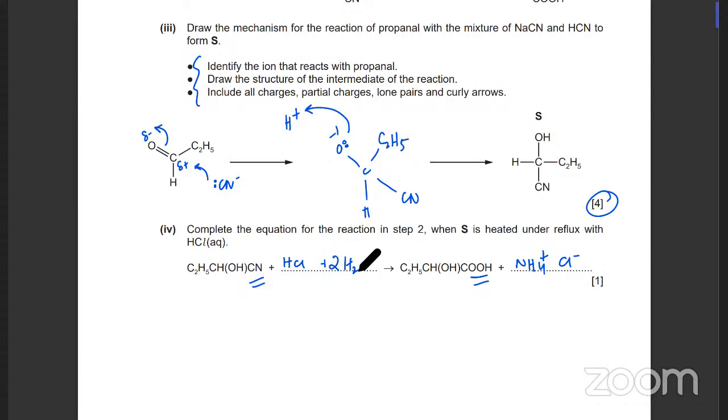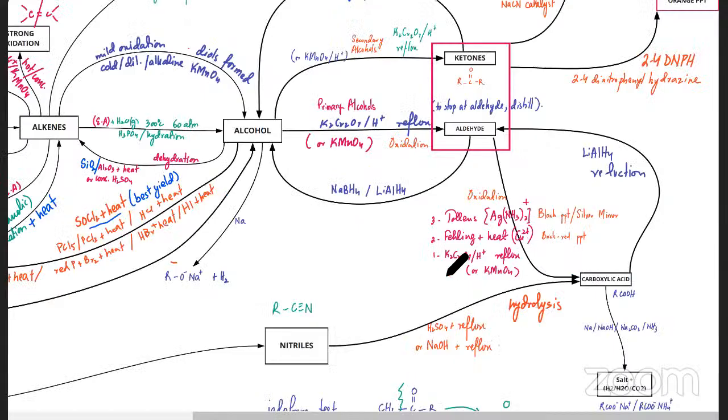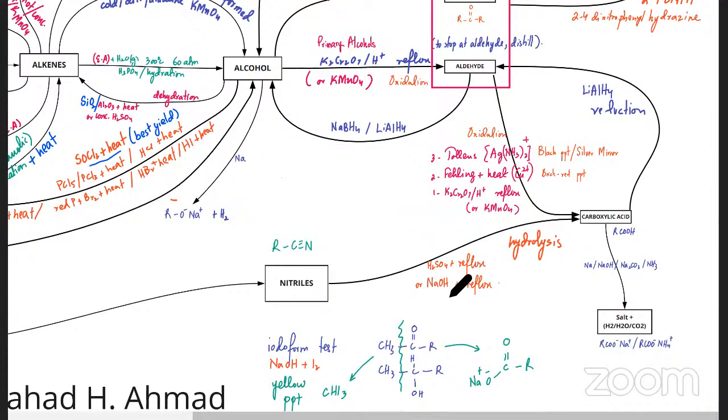When you convert CN to COOH, don't you use H2SO4? You can use any acid. Oh, okay. When you have hydrolysis, that applies to esters as well. Do you remember this? When you do hydrolysis, you have acidic hydrolysis and you have alkaline hydrolysis.